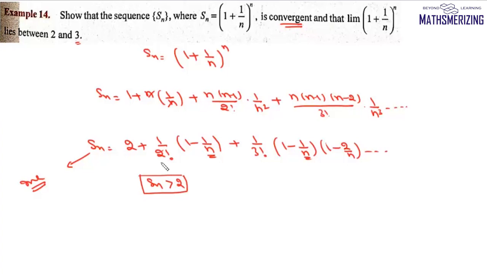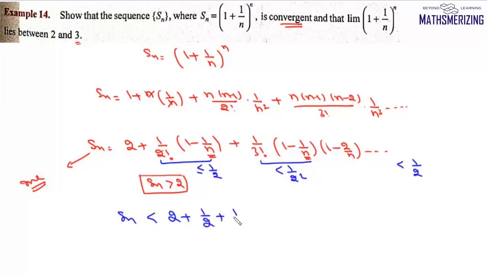Now what we'll do is, as n tends to infinite, this 1 upon factorial 2 will be less than or equal to 1 by 2. This 1 upon factorial 3 will be less than 1 upon 2 square. Next one will be less than 1 upon 2 cube. So from this we can write this Sn will be less than 2 plus 1 by 2 plus 1 by 2 square plus 1 by 2 cube up to infinite. This is nothing but an infinite GP. We can write this as 2 plus a upon 1 minus r, which is 3.